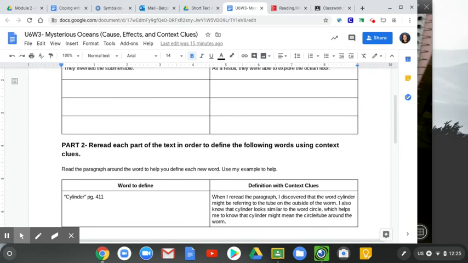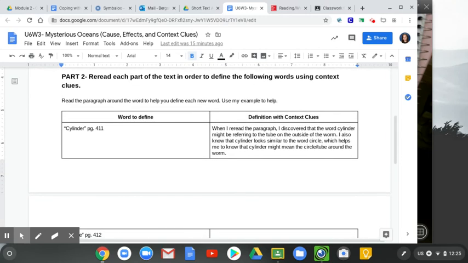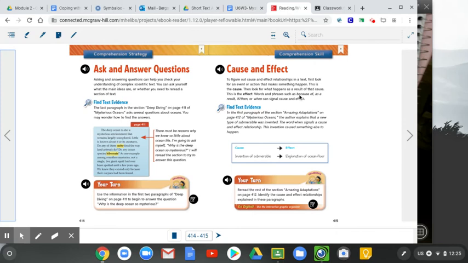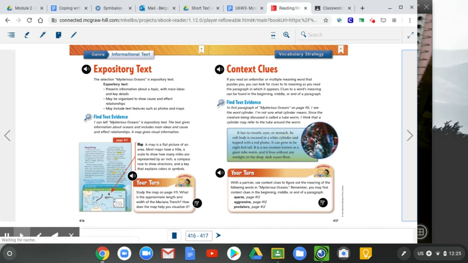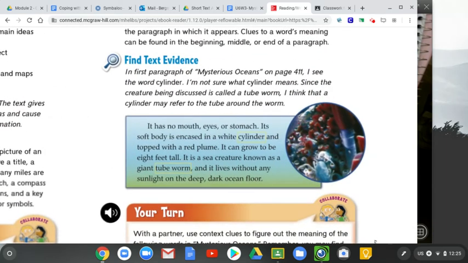To go over the context clues, this one's going to need to be a little bit more in-depth than you have before. So the example I gave you was cylinder on page 411. I'm going to show you what they have in the book here. And then it will hopefully be a little bit more clear of what you should be looking for with the context clues. Let's see if it'll load for me. There we go. Okay.